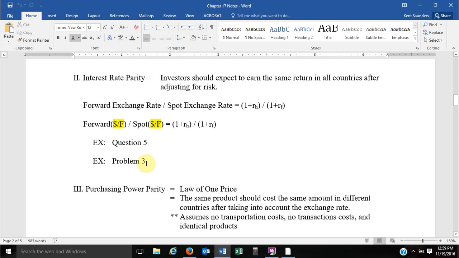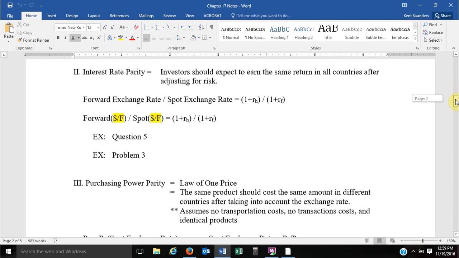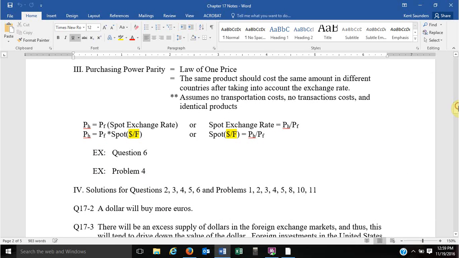Okay, question 5, problem 3, will test that idea of interest rate parity. The last big topic of chapter 17 that we're going to concern ourselves with is this idea of purchasing power parity. Sometimes it's referred to as the law of one price.